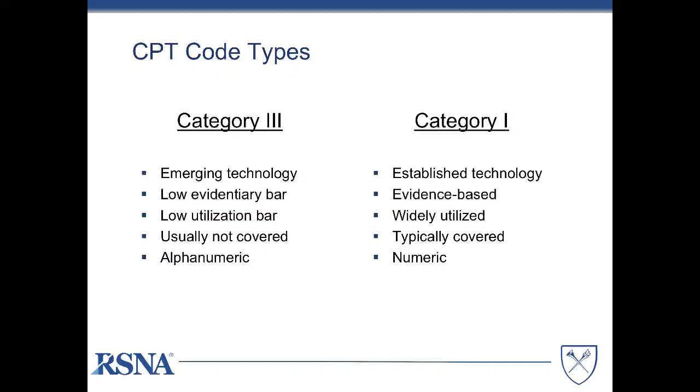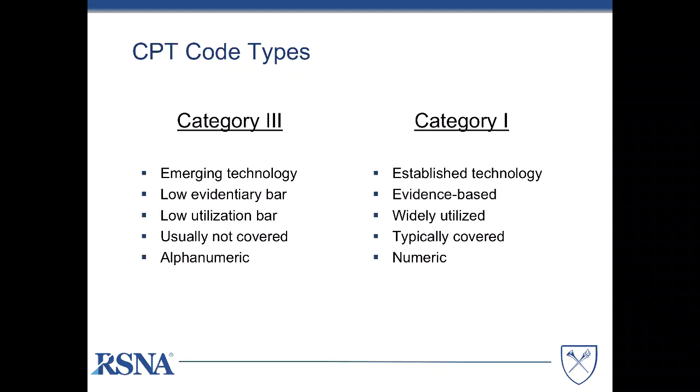In contrast, Category 1 CPT codes are what some folks colloquially refer to as real CPT codes. The bar to get these approved is much, much higher. They describe services that the CPT editorial panel has deemed established technology, meaning that there's ample peer-reviewed evidence to support their use, and that they're used by a large number of providers all across the country in a frequency concordant with the incidence of relevant diseases or conditions. Because of that high evidentiary, utilization, and overall acceptance bar, most insurers will cover these services. That means that you're typically going to get paid for services that you report using Category 1 codes.